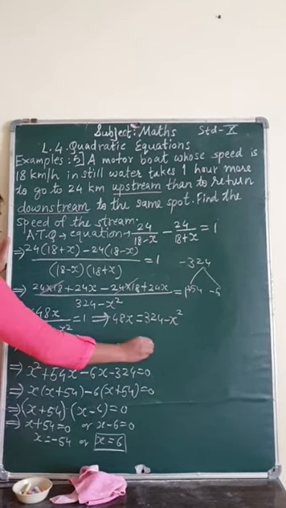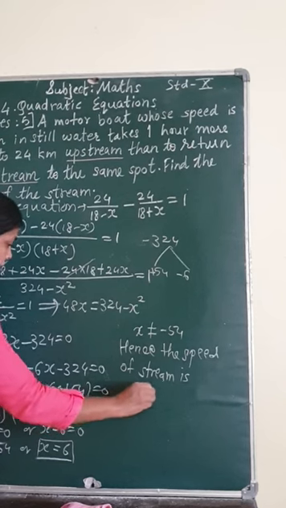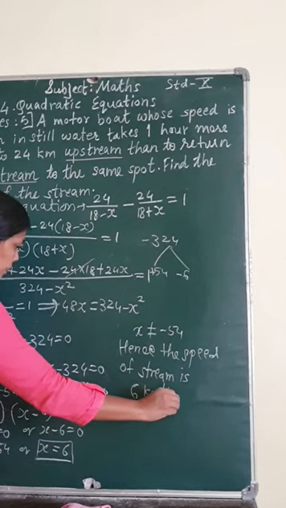Hence, speed cannot be expressed as minus 54, so this answer is not acceptable, and that's why we can say hence the speed of stream is 6 km per hour.